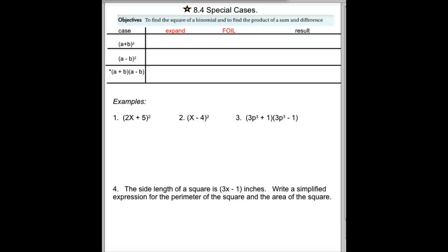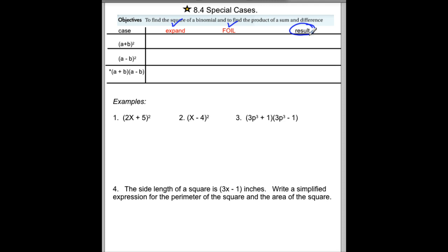In 8.4, we're going to do what the book calls special cases for multiplying a binomial. However, I'm going to give you what we call the end result, but honestly, I think we're going to do all of these the same way. And that is to expand them and FOIL them. And we're not even going to talk about special cases because you won't remember them.